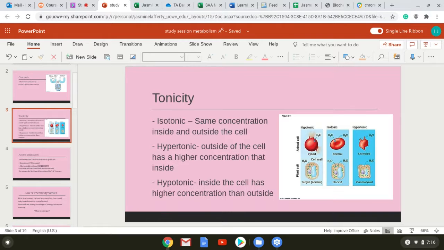I have a question. Mm-hmm. So when the cell gets shriveled up or like it bursts, does it die? Like, does it become a dead cell? Yes, it does. Okay, thank you. No problem, and good question. All right, any other questions?